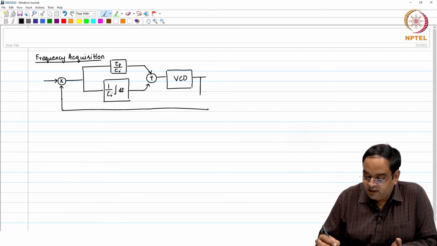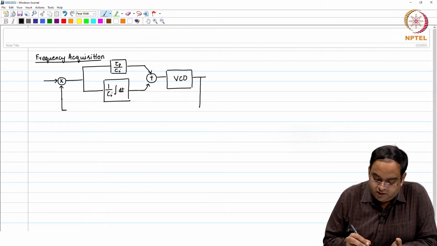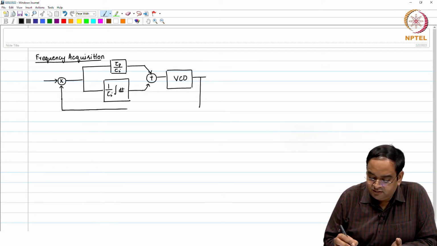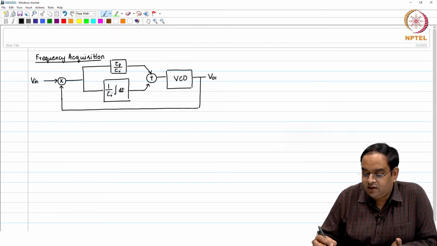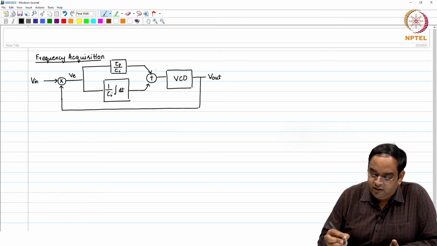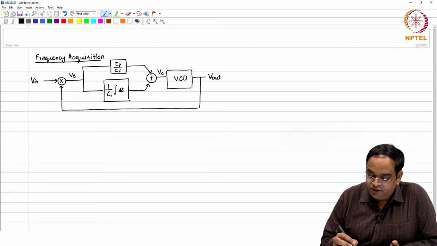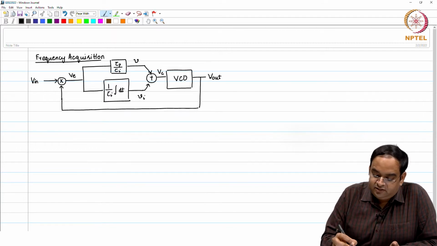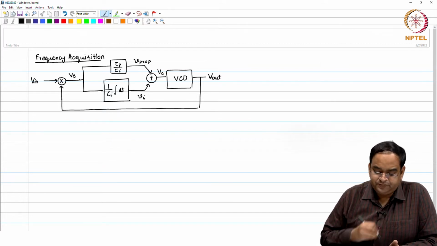At the end of the last session we looked at some simulated results where having only one path, either proportional or integral, does not help. So, this is your V error, this is your control voltage, and the voltage which you see at the output of the integrator is termed as V I, and this is V proportional.